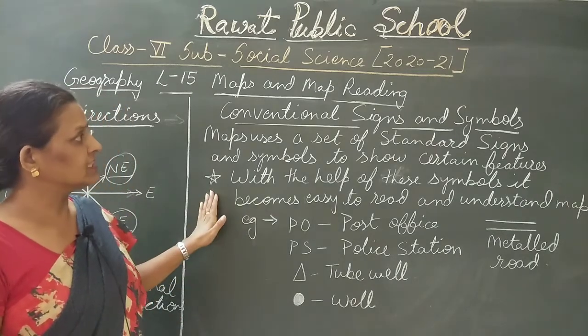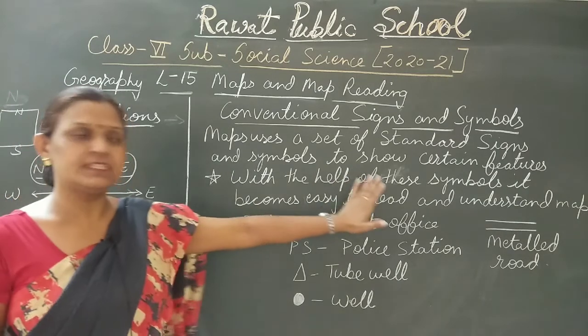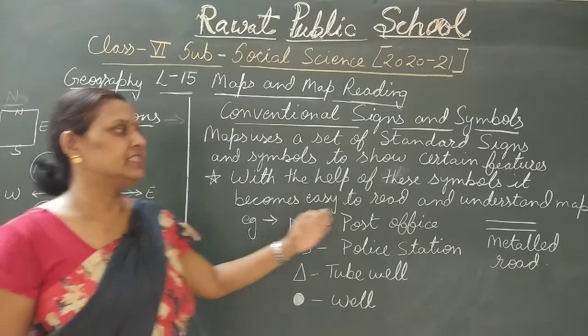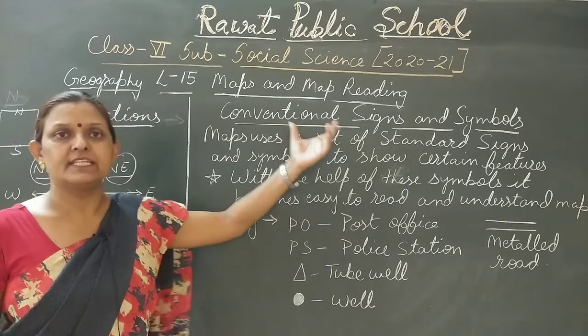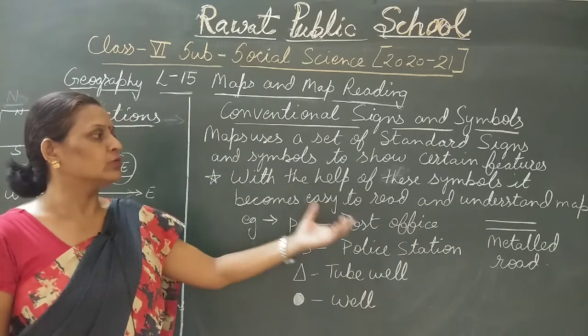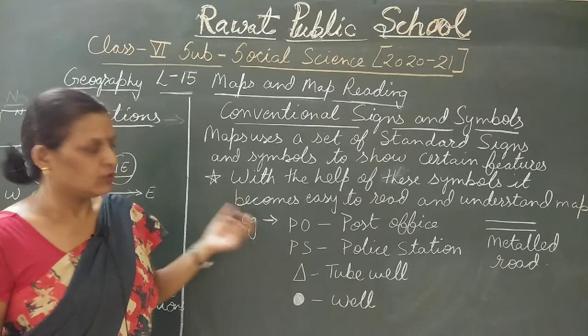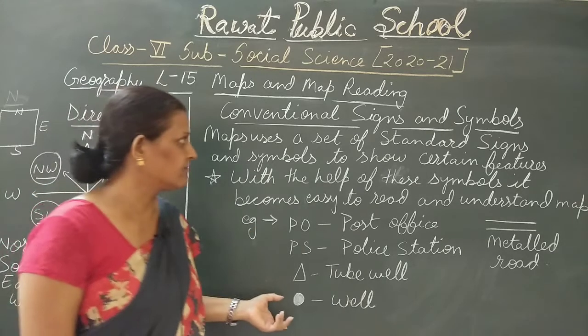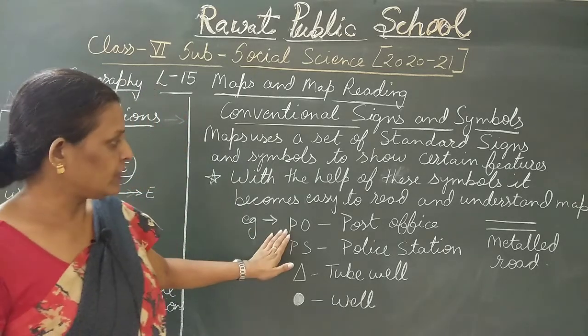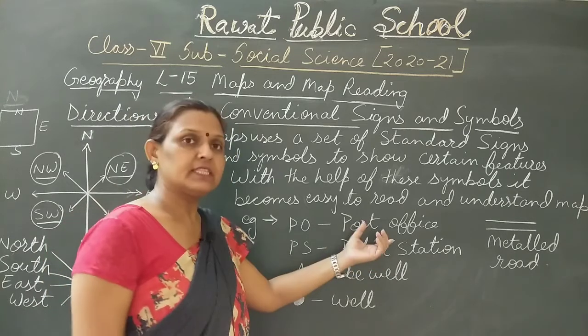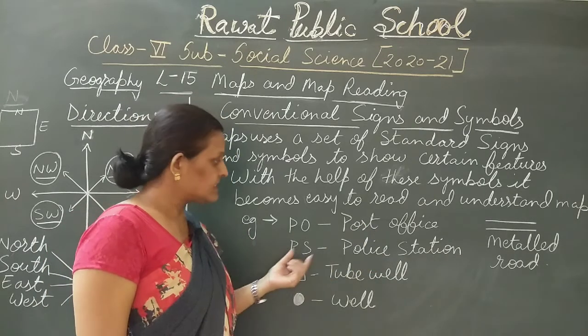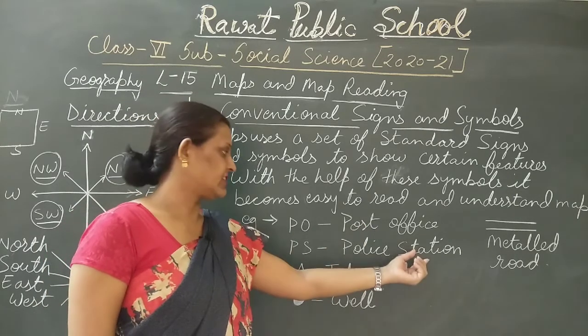Now why do we use these signs and symbols? With the help of these symbols, it becomes easy to read and understand maps. Now there are some examples of these conventional signs and symbols. PO stands for post office. If in a map it is written PO, it means it is a post office. PS stands for police station.